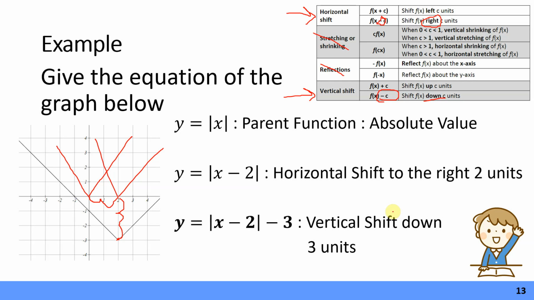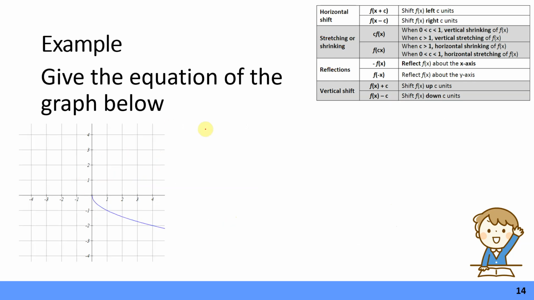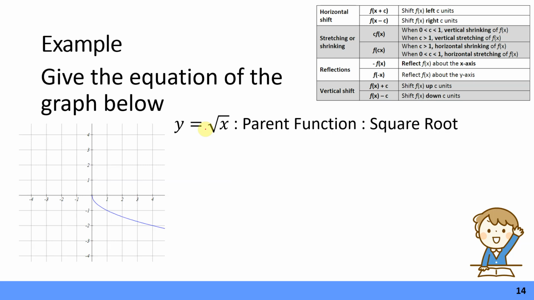We only needed 2 transformations in order to move the original parent function to where they wanted it to be. All right, let's try the last one here. This one, what does this one look like? What's the parent function? So this one cannot be a linear, that's not a straight line. This one cannot be an absolute value because that does not look like a V. The closest thing to this one is a square root.